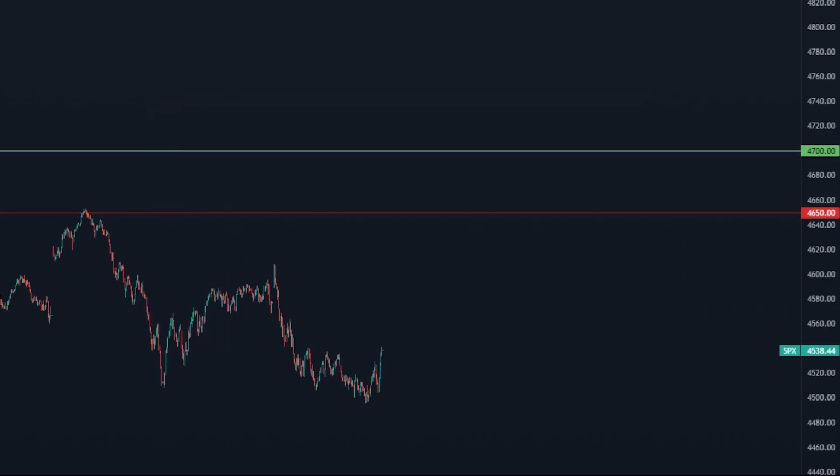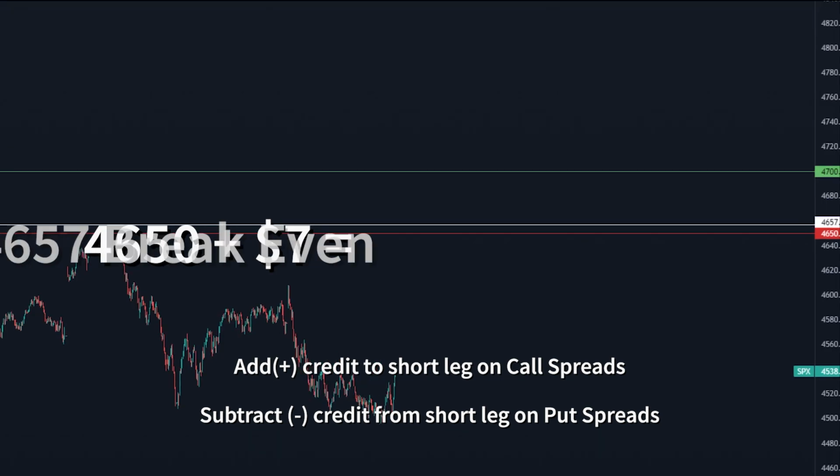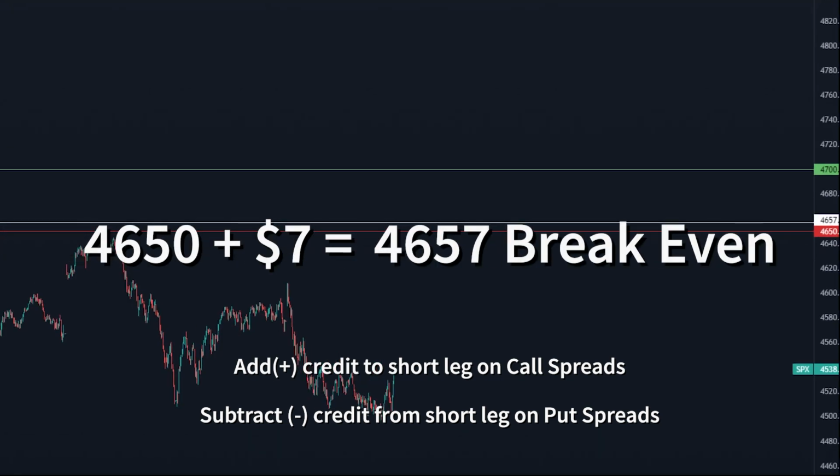Well, in order to calculate your break-even price, what you do is you take your short call leg strike price of $4,650 and you subtract your credit, which in our case is $7, the 10 minus 3. And that gets you $4,657.